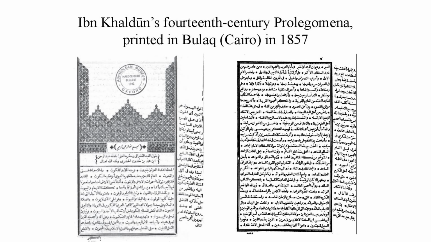One of these books was Ibn Khaldun's Muqaddimah, the Prolegomena, which was printed in Cairo in 1857. The Muqaddimah is a 14th century text by a man called Ibn Khaldun, one of the great intellectuals. People described him as the founder of sociology. His work is an incredible study of the way societies work, the way societies rise and fall.